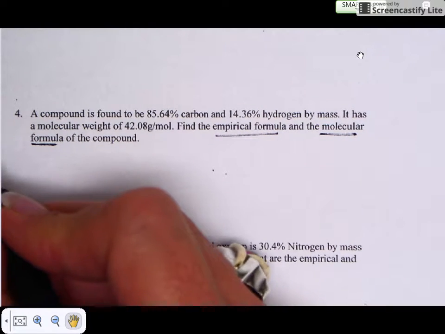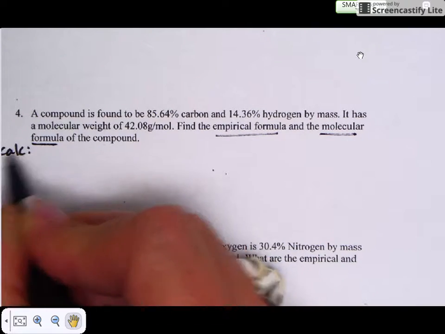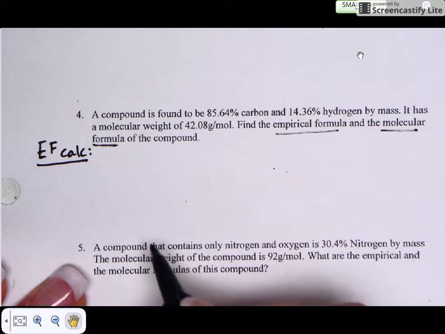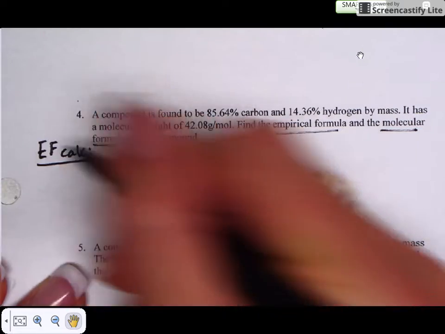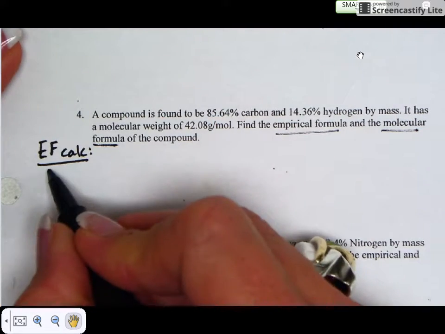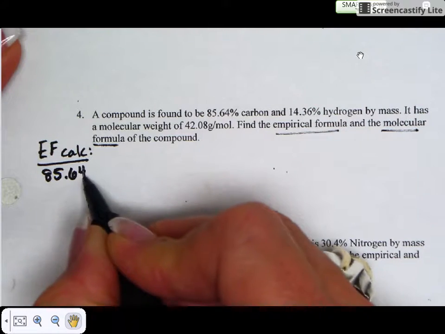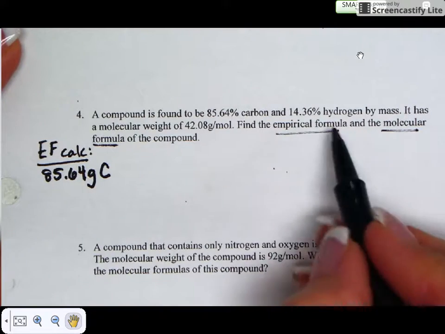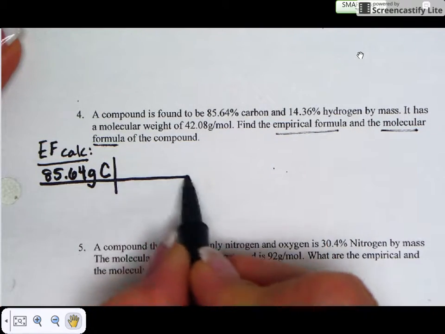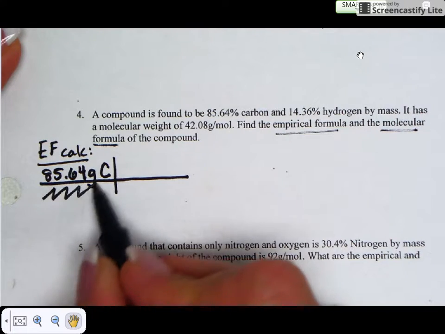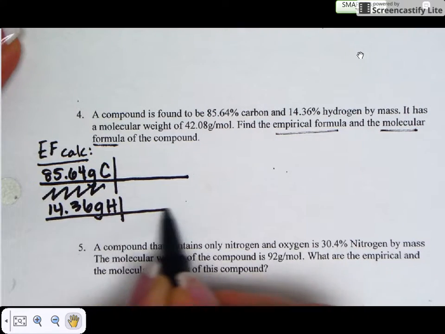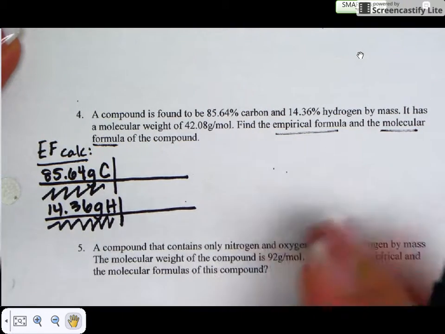So what we have to do first is the empirical formula calculation. The way we do that is percent to mass, mass to mole, divide by the smallest, and round to the whole. So 85.64% carbon, we're going to assume that's 85.64 grams of carbon. And we have 14.36% hydrogen, so we're going to assume that's 14.36 grams of hydrogen. Again, remember the percentages will add up to 100%.